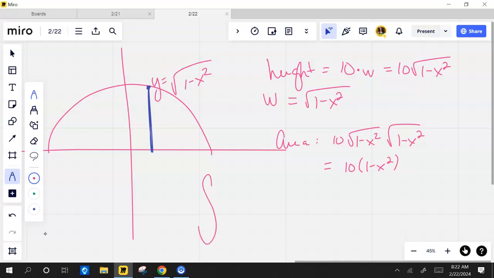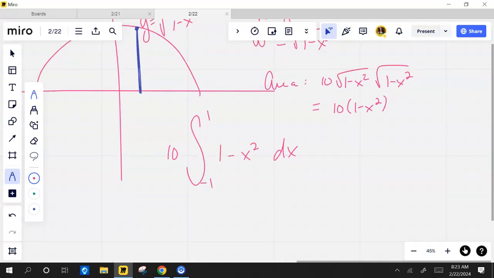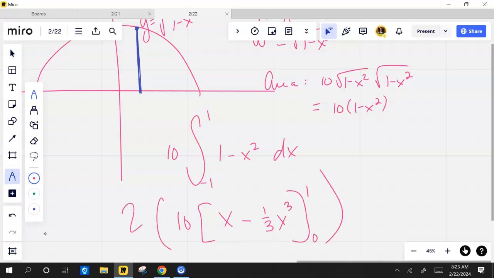So now I'm going to integrate, but I'm integrating from -1, or 0 to 1 doubled, either one you want to do. I'm going to put that 10 on the outside, 1 minus x squared dx, because this is a pretty easy integral to do by hand. X minus a third x cubed. But again, some of you like to do this, and that's okay. Same thing.